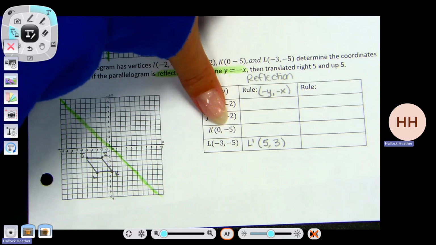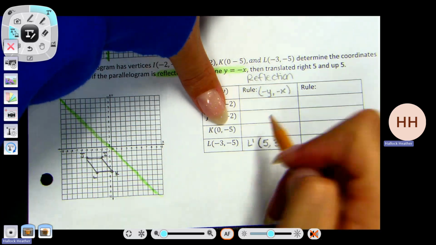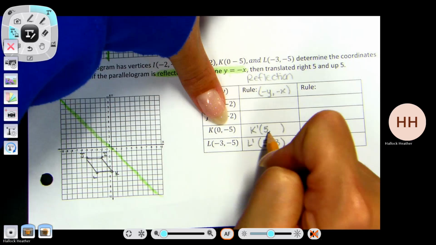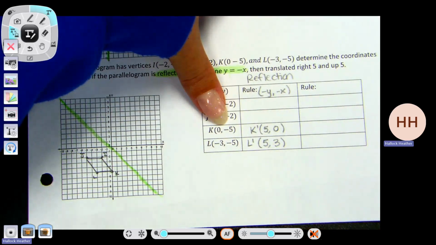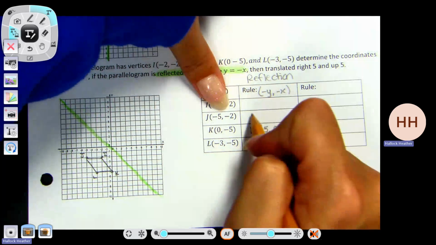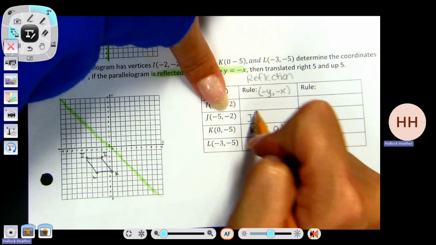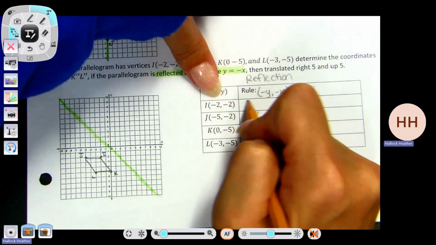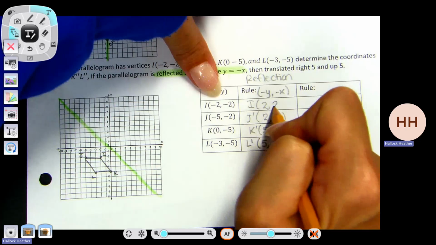So K, if I flip it and I make it negative, what's it going to be? 5, 0. Because I flip it and it becomes positive because it was negative. 0 is neither positive nor negative, so it's just neutral. What about J? 2, 5. And then the last one, which is I, is 2, 2.